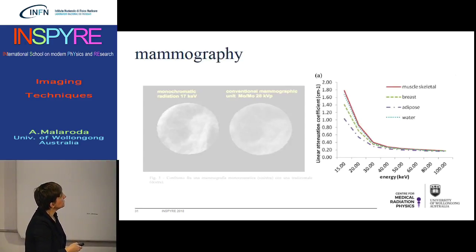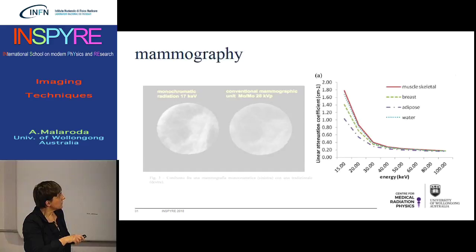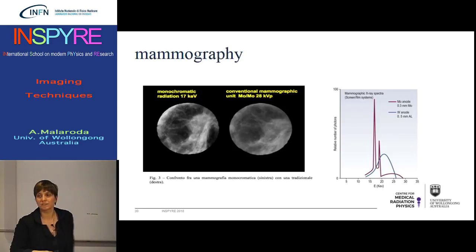So by using the synchrotron, what you've got is maximizing this difference in attenuation coefficient. And these are not normalized by density. So with normal X-rays, you've got this difference here. With synchrotron radiation, you can lower the energy, and you can maximize the contrast. And that's why monoenergetic synchrotron radiation is giving you better images.